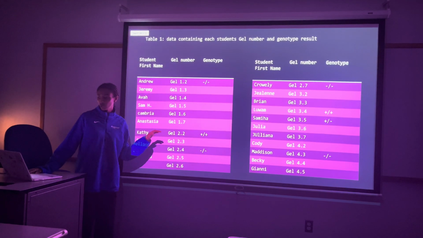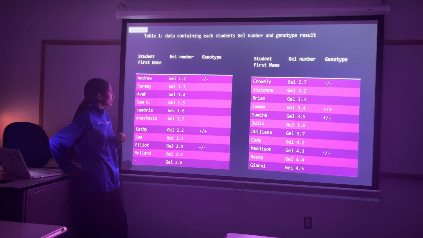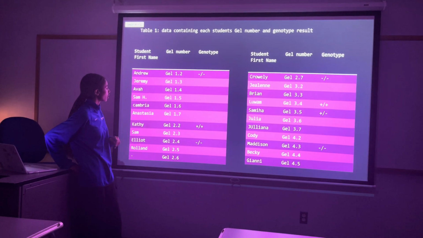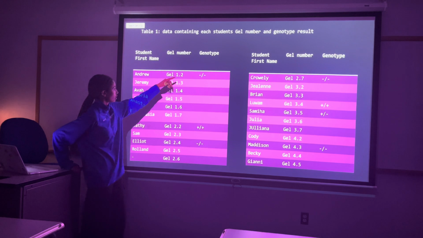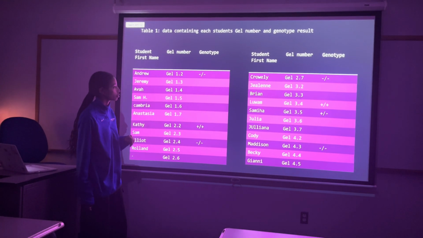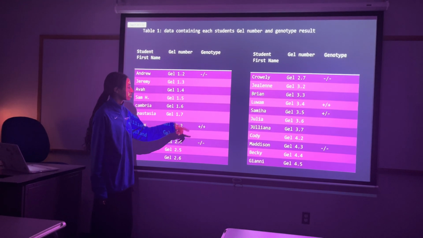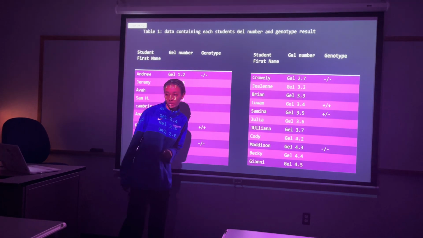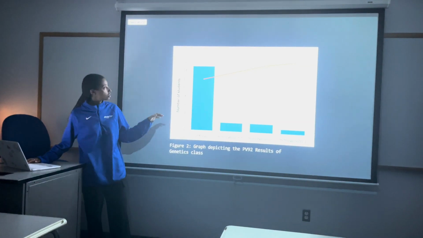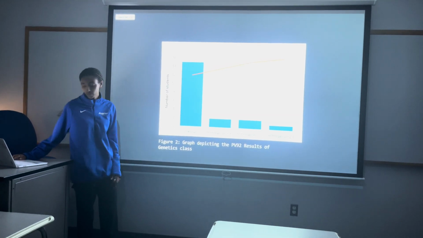So this is the table containing our class results. As can be seen, most of the results are unknown, but based on the results that we have gotten, we can see there are two homozygous dominant, two homozygous recessive, and one heterozygous. This is the graph depicted based on the above table.